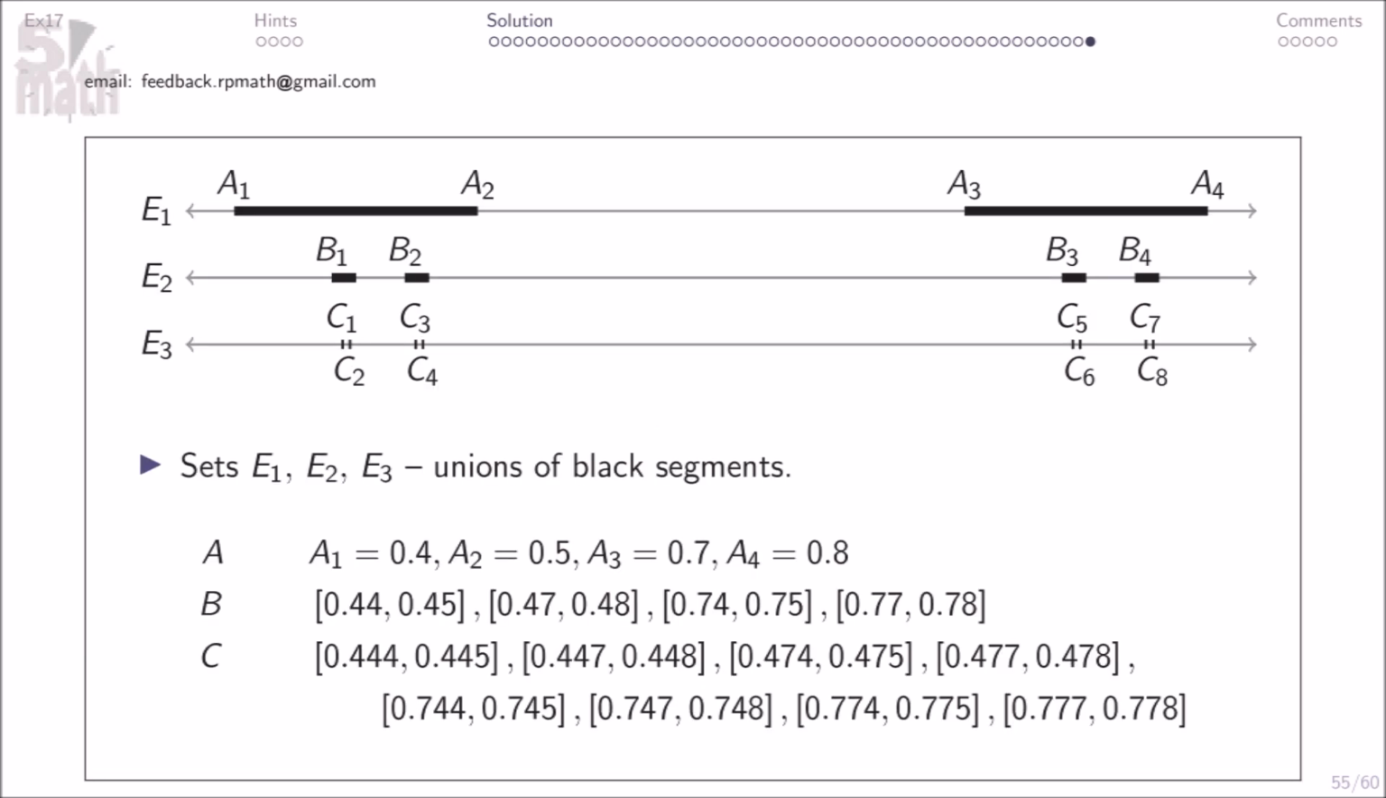Here is a picture, sets E1, E2, E3, unions of black segments. A, B, C.